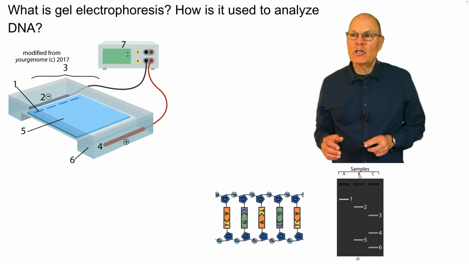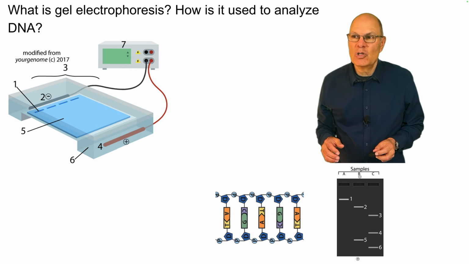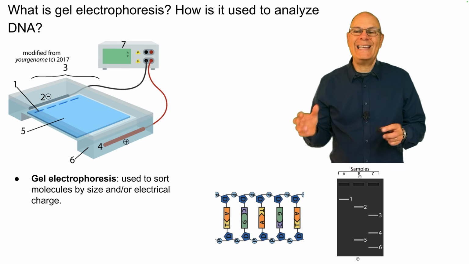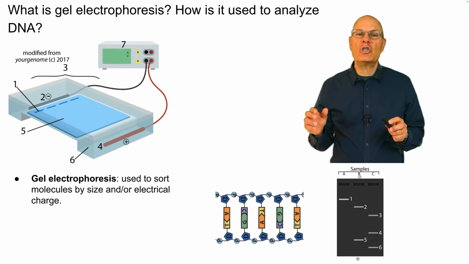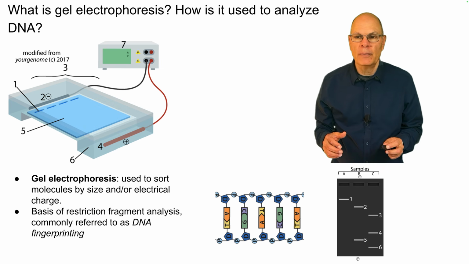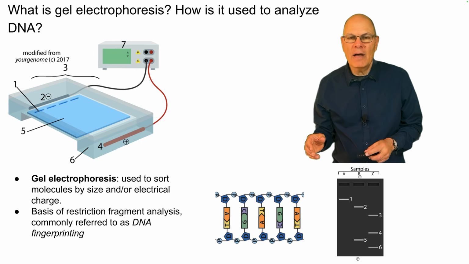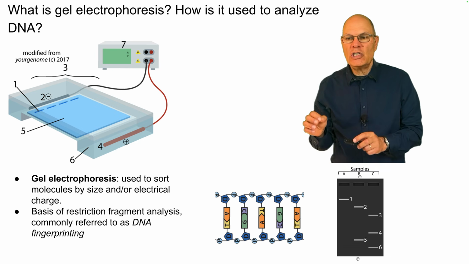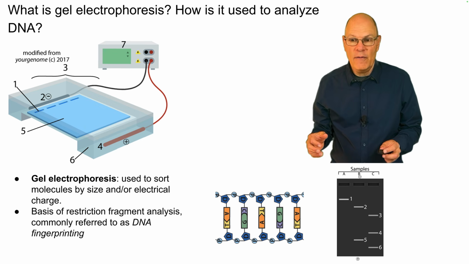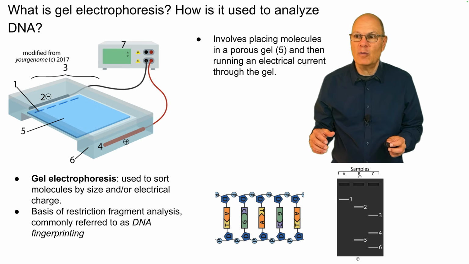What is gel electrophoresis? How is it used to analyze DNA? Gel electrophoresis is a technique that's widely used. It's used to sort molecules by size and/or electrical charge. It's the basis of a technique that's called restriction fragment analysis, also called DNA fingerprinting, widely used in forensics.